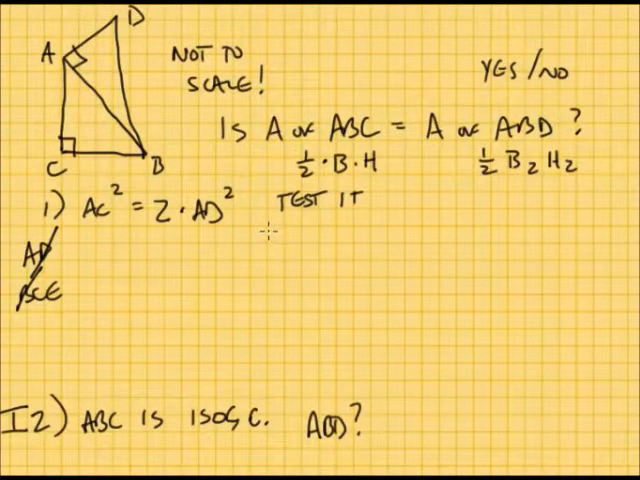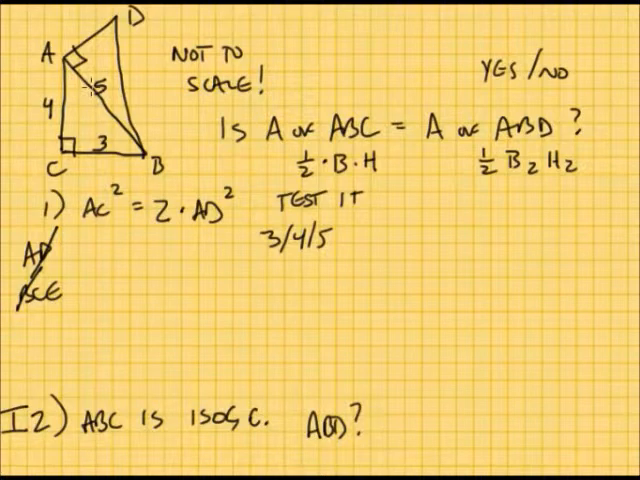I'm going to make triangle ABC a 3, 4, 5 triangle, and then calculate everything else. So let's make the base a 3, the height a 4, and that would make the diagonal a 5. But that also makes the base of the other triangle a 5. Now we can do some basic algebra.